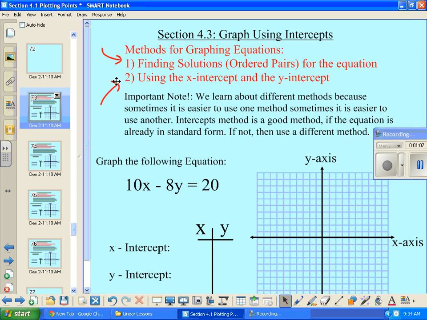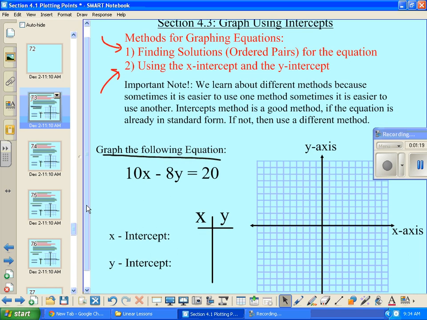Looking at this first problem, what I'll ask students to do today is graph the following equation. But I want you to step back, look at the equation, and say which method should I use? Which method would be easier for this particular problem? Should I use the ordered pairs method like we've done before, plugging in 0, 1, and 2? Or should I graph using the intercepts method, where I plug in 0 for x, plug in 0 for y, and find my two intercepts?